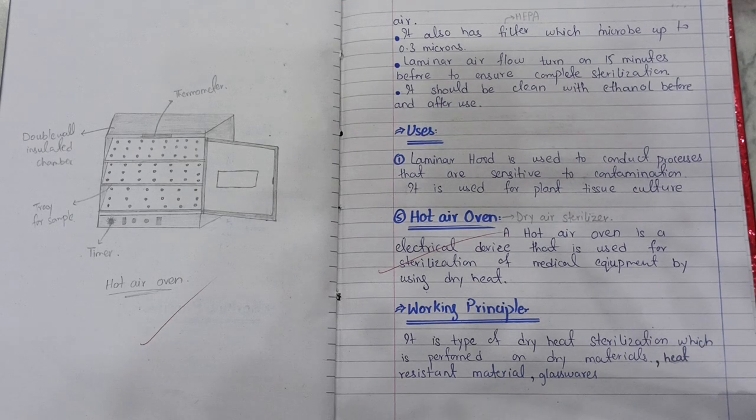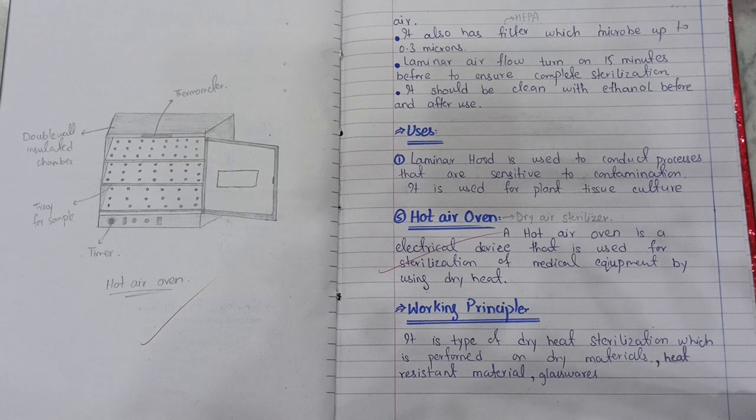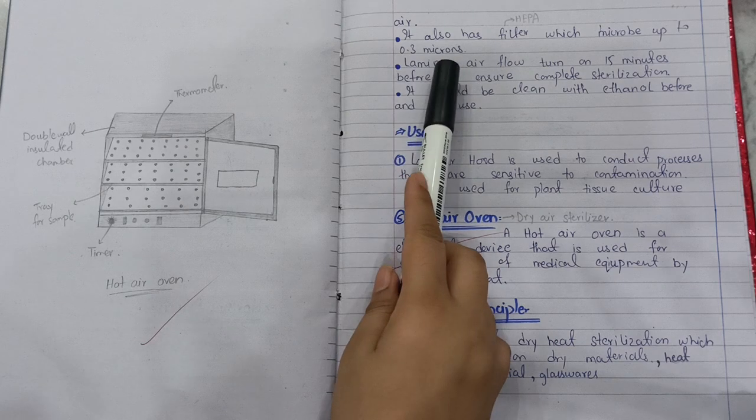So the next is that it also has a lot of filters in it. So it is filtering the air. HEPA filters are very important, which are fixed in the laminar airflow, and these filters filter the air. So it extracts all the microbes present in the air, because the filter size is 0.3 micron.